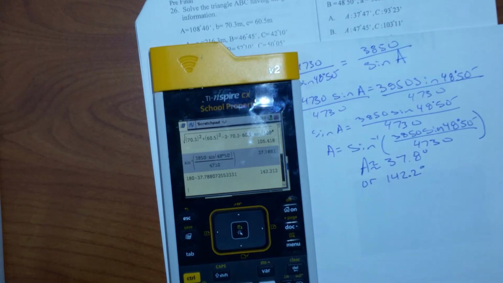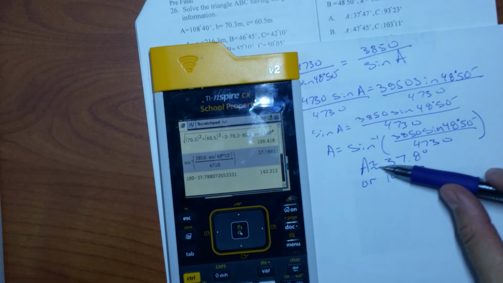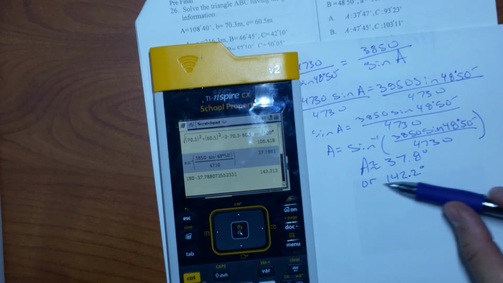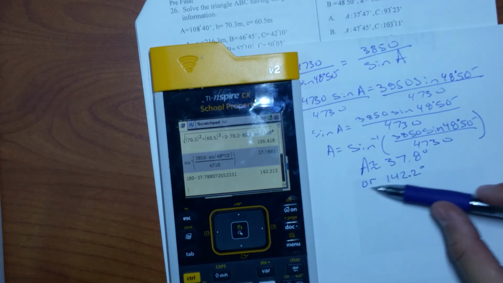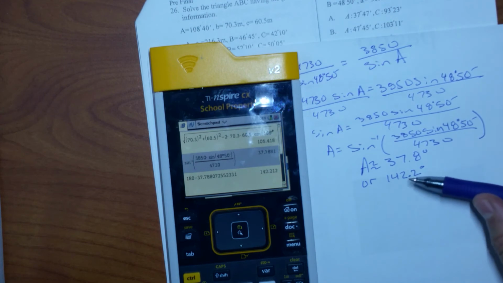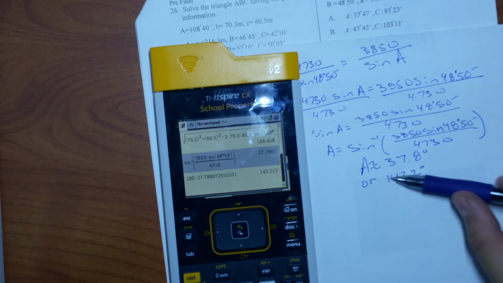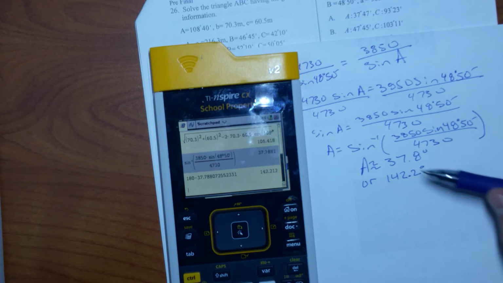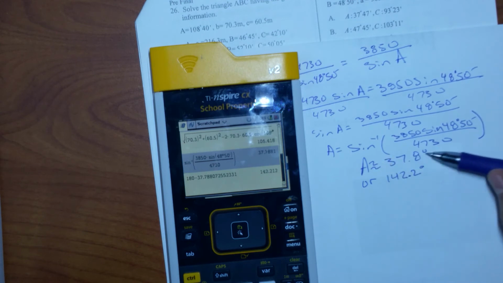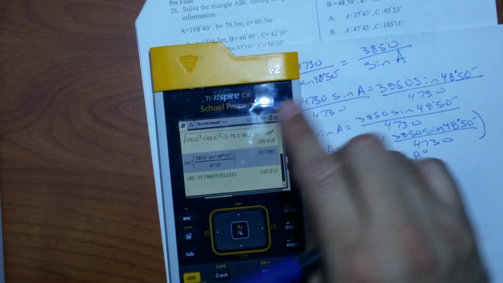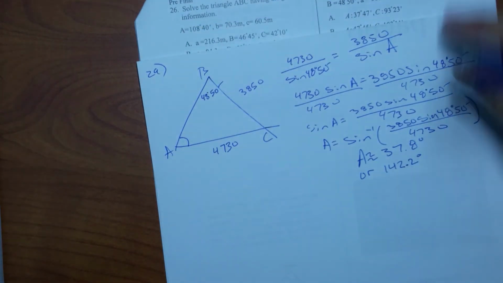142.2 degrees. Now, I want you guys to pay close attention because my answers could either stem from this one or it could stem from this one here, because it's a possibility that you could have an answer for A here and another C according to that A. Just like this one, you would have a C according to this A, right? So you have to pay close attention to the ambiguous case. So that's what we have here.